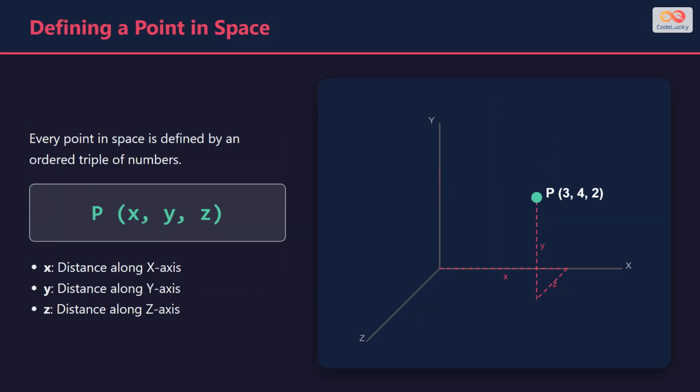In 2 dimensions, a point is defined by 2 numbers. In 3-dimensional space, every point is defined by an ordered triple of numbers: x, y, and z. The first number tells us the distance along the x-axis, the second along the y-axis, and the third along the z-axis. This unique address allows us to pinpoint any specific location within the infinite volume of space.